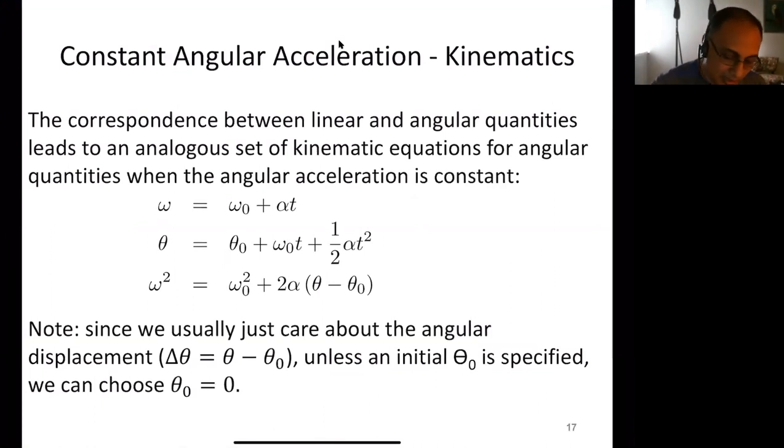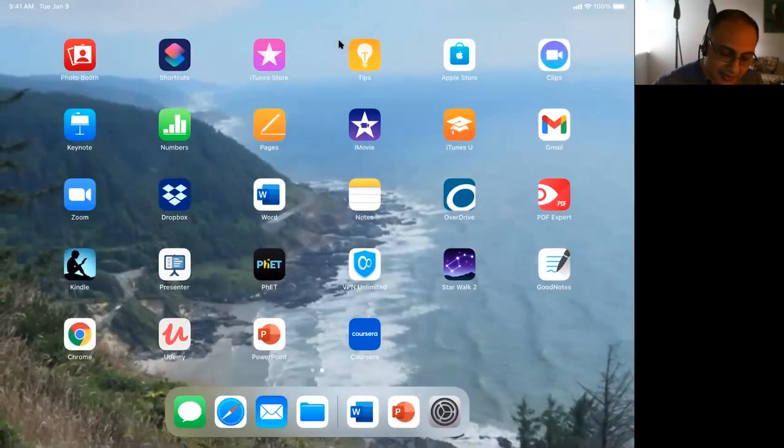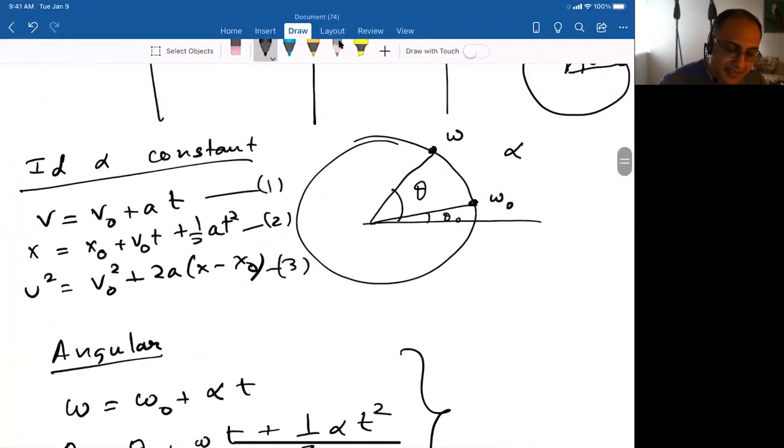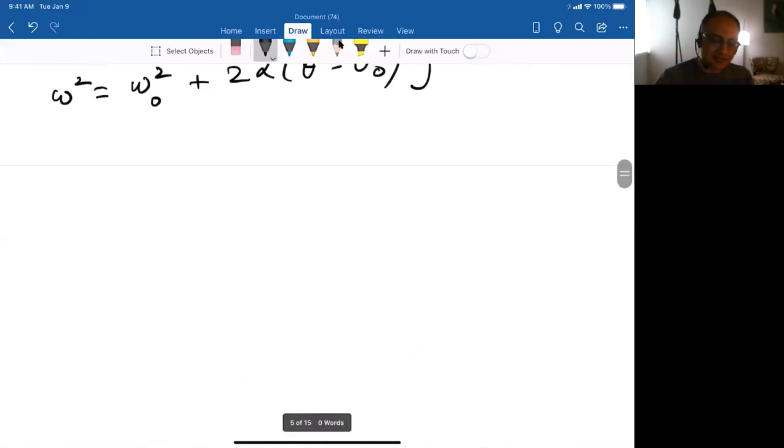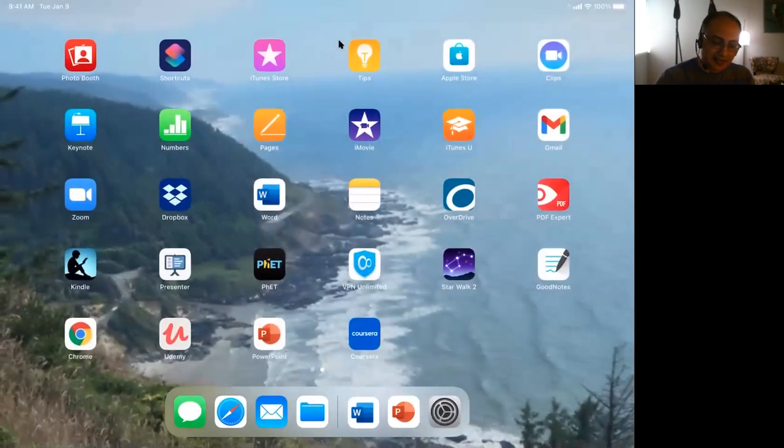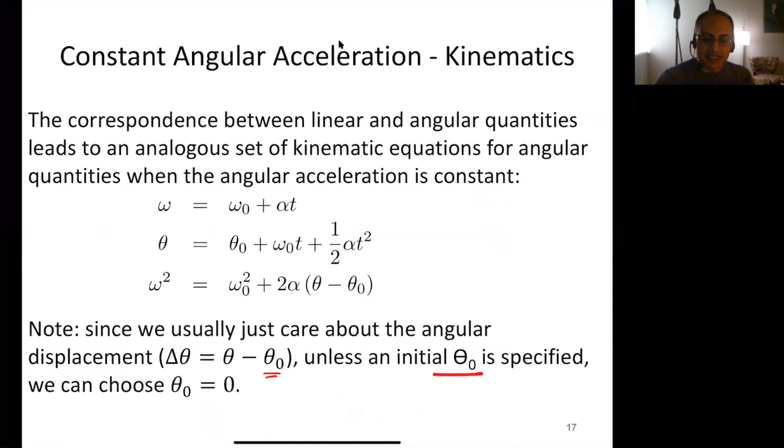So I'll show you one example of that. Oh, and another thing is, usually you can choose theta naught, the initial theta, to be 0. So if an object is starting from this particular position where its angular position is theta naught, you can just orient your reference direction to be this direction. And so you can usually choose the initial theta to be 0. So that sometimes makes things a little bit easier. Unless the initial theta is specified, you can always choose theta naught to be 0. So that makes these equations a little simpler.